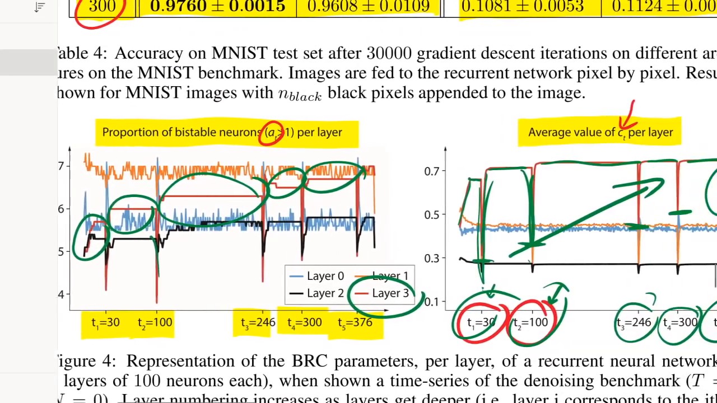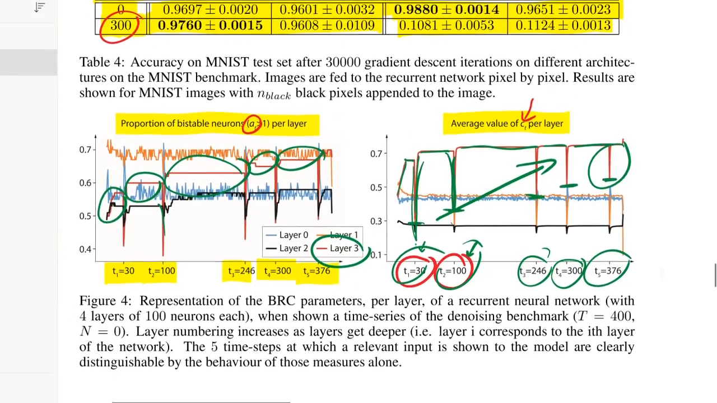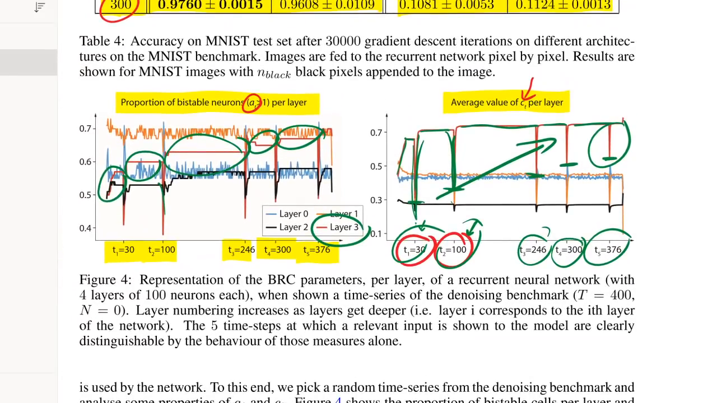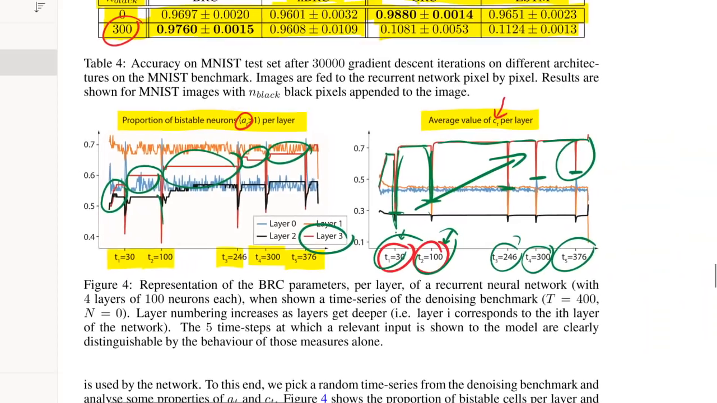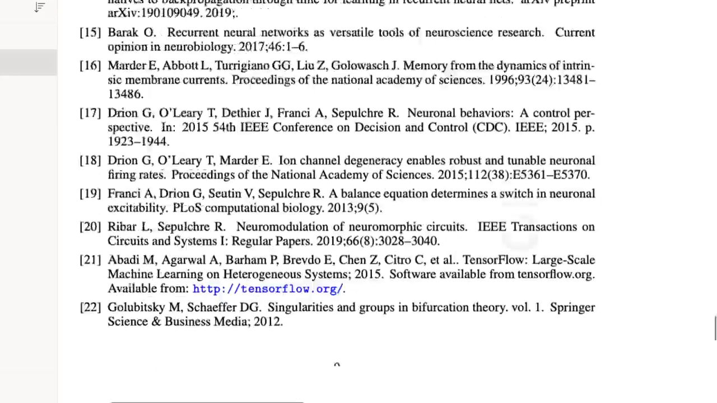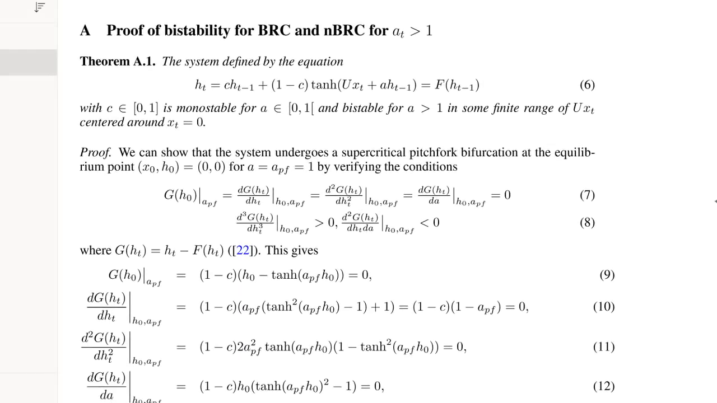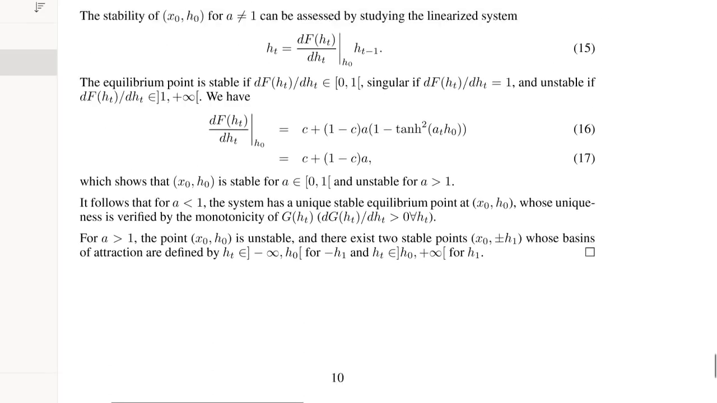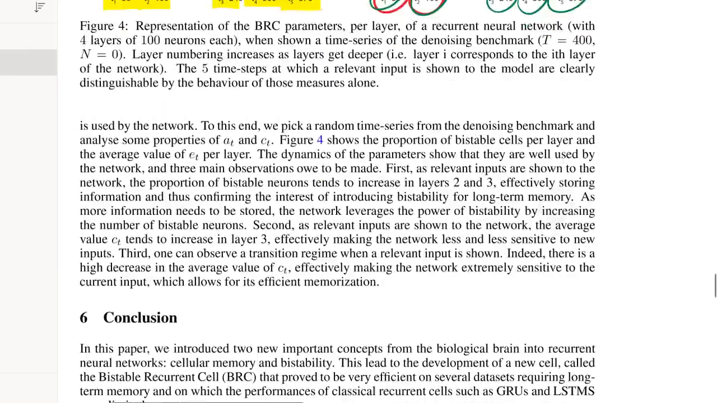So I find this to be pretty cool, and I find this last experiment to be the coolest, where they can actually show, look here, there's a pretty good indication that the thing we built does what we say it does. They also have a proof here of the bistability when this A is higher than 1. I won't go through this right here, but if you want, you can look at that.